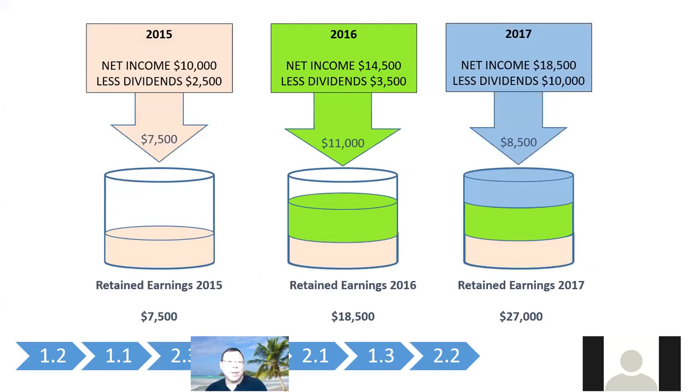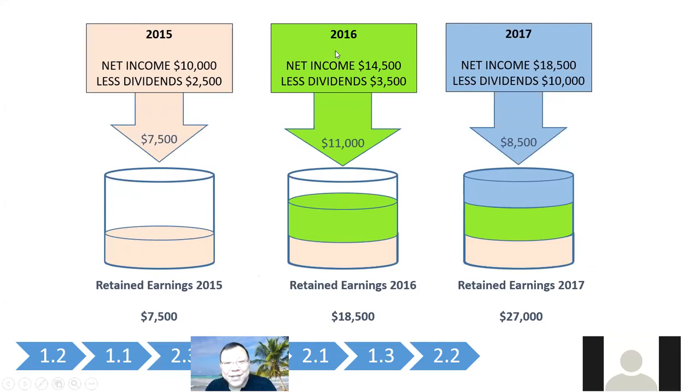So I'm going to show you one example. Suppose there's one company. In 2015, they make $10,000, and they give the owner 2,500. So the company will retain the difference, which is 7,500. It's retained in this container. Imagine there's a retainer for money, so that's the retainer.